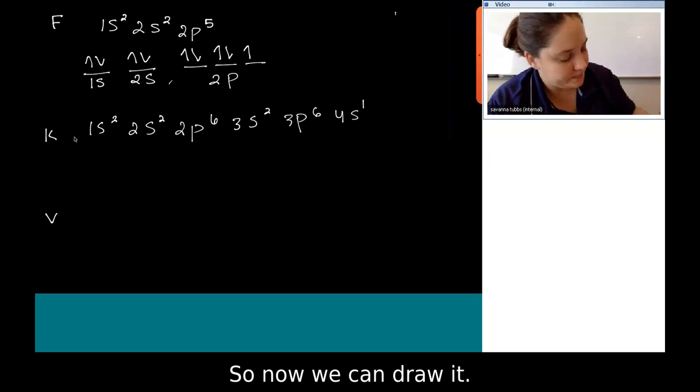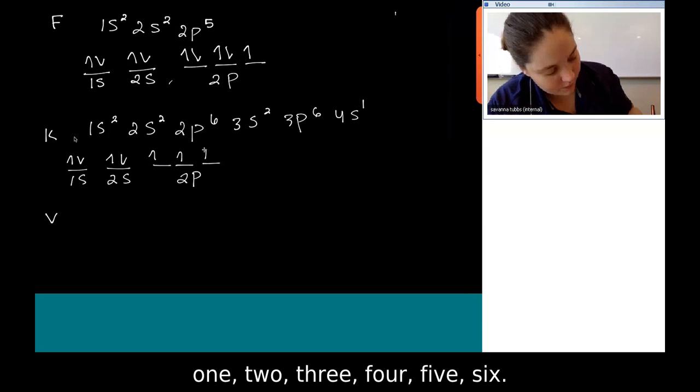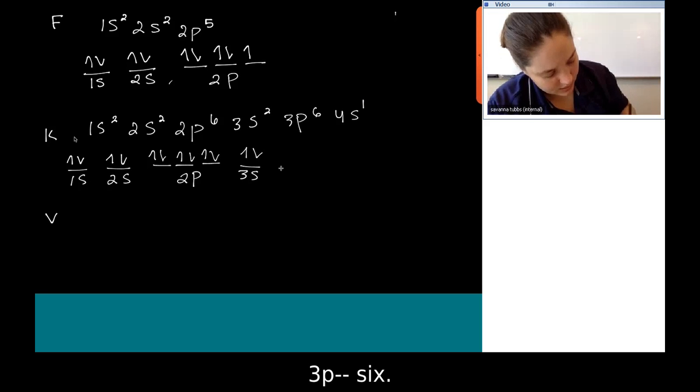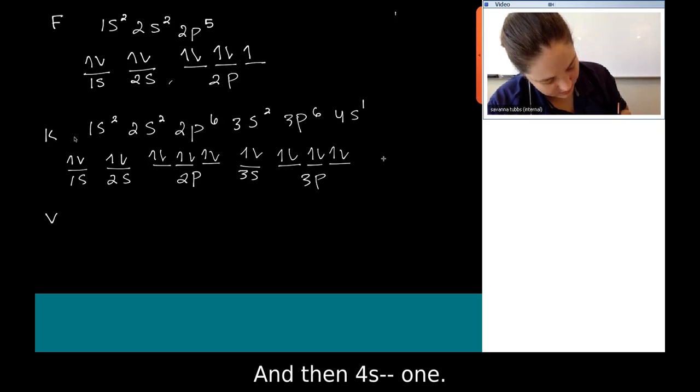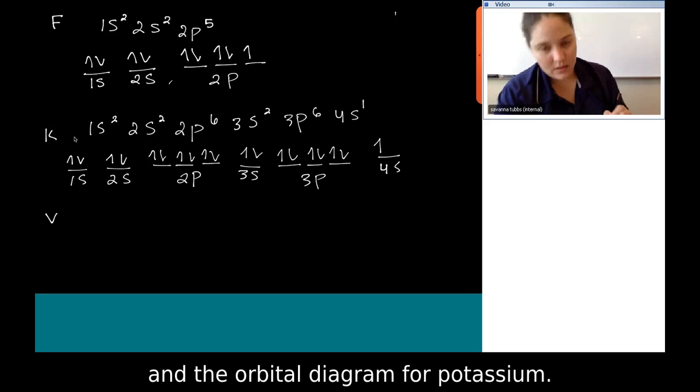So now we can draw it. So we say 1s2, 2s2, 2p, 1, 2, 3, 4, 5, 6, 3s, 2, 3p, 6, and then 4s, 1. So that would be the electron configuration and the orbital diagram for potassium.